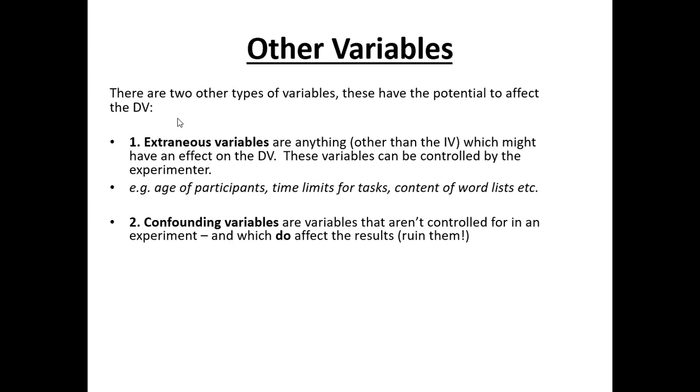And then you've got confounding variables, which might ruin the results, the mood of participants, personalities, and so on. They tend to be internal things, the confounding variables. But the extraneous variables can be controlled by the experimenter. The confounding variables cannot be controlled by the experimenter.